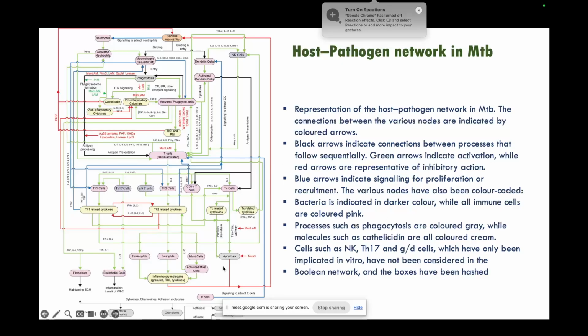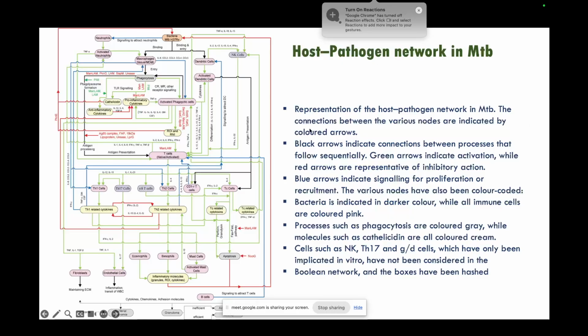So this is actually the whole network. Looks very complicated, but I think you can recognize these cells, TH1, TH2, TH17, which are coming from this naive T cells, the TCs, CD4s, then other types of cells involved in immune processes, eosinophils, basophils, mast cells, etc., B cells at the end as well. So a lot of things are going on here, a lot of interactions. So this is how a host pathogen network is represented in MTB.